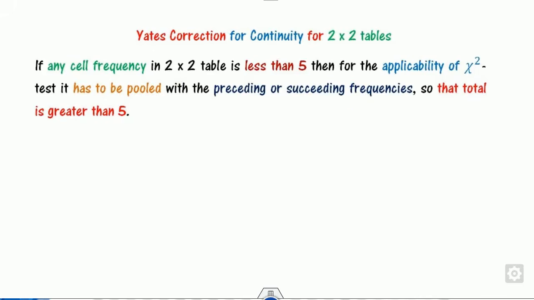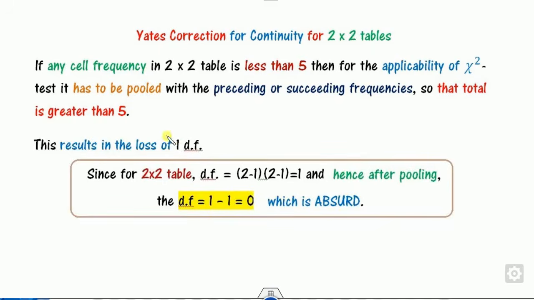Also we have seen in the Yates correction when it is applicable. In our last lectures we saw that when any of the frequencies is less than 5 in the chi-square, the calculation of the exact test is not applicable directly. So we have to pool them so that the total frequency is greater than 5. Once we combine the frequencies to make them greater than 5, the degree of freedom will be lost. For example, for 2 cross 2 the original degree of freedom is 1. If any of the frequencies is less than 5, say with values 2, 10, 11 and 9, look at that, this frequency is less than 5.